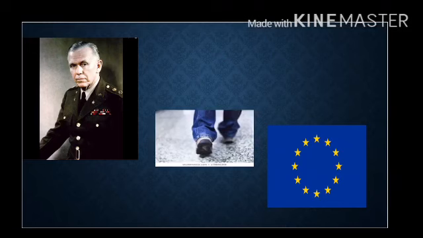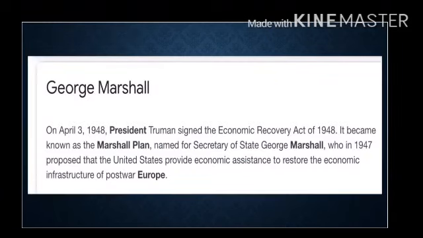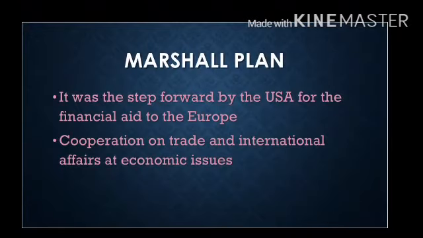The plan was introduced by George Marshall. On April 3, 1948, President Truman signed the Economic Recovery Act of 1948. It became known as the Marshall Plan. This plan specifies the OEEC, the Organization for European Economic Cooperation, and it was added to West Europe in 1948. The objective of the Marshall Plan was a step forward by the USA for financial aid, and cooperation on trade and international economic issues.